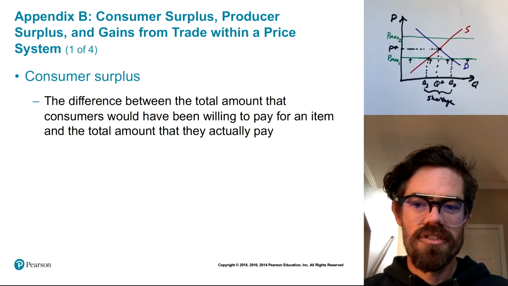All right, so just very quickly, we're going to go over the appendix to Chapter 4 here, Appendix B. This appendix covers concepts called consumer surplus, producer surplus, and gains from trade within a price system.